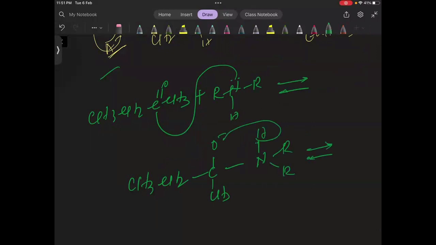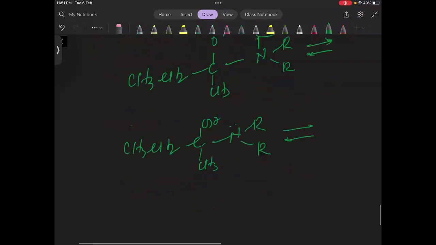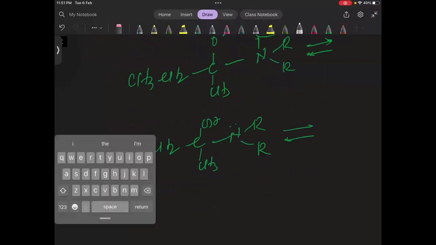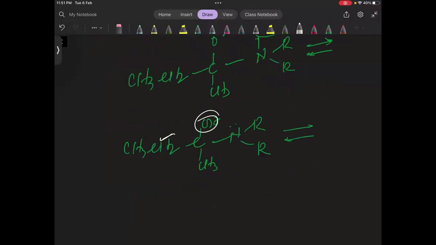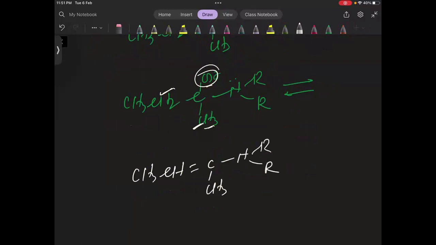So that CH3CH2COH and R will form. The negative charge will come here again, and I write it directly because the mechanism we have already done. So what are the possibilities here? First, this H or OH will be removed. Second, OH and a hydrogen from this carbon will be removed. So what is going to happen here? CH3CH double bond C, CH3 and R will form.